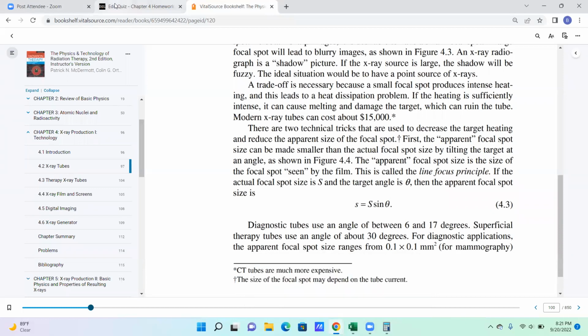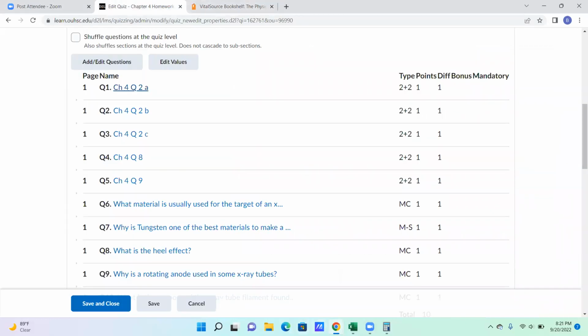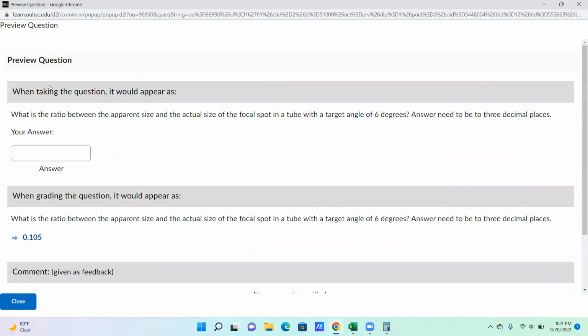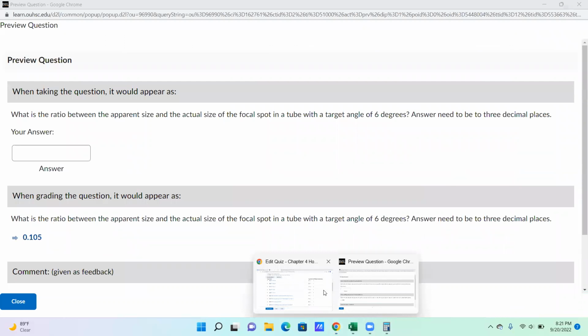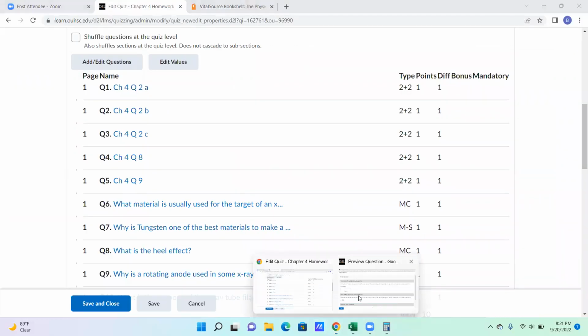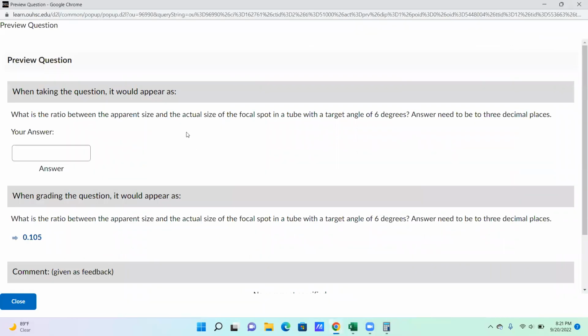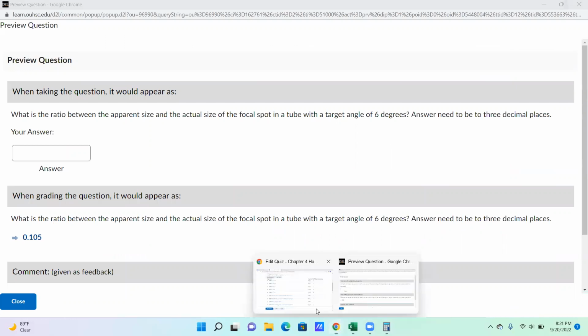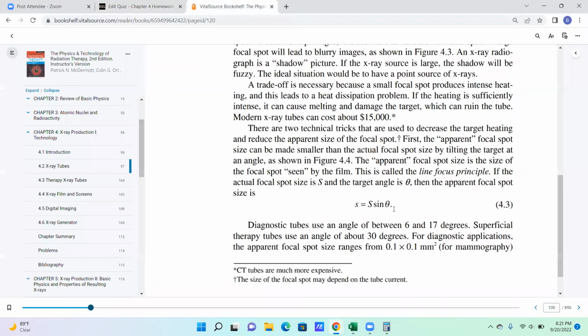The question here, let's get back to it. Question here is asking just that. What's the ratio between the apparent size and the actual size? So what you're actually needing here is little s divided by big S. So according to the book, what you need to figure out here is the sine of the angle that's given. In this case, it was 6 degrees.